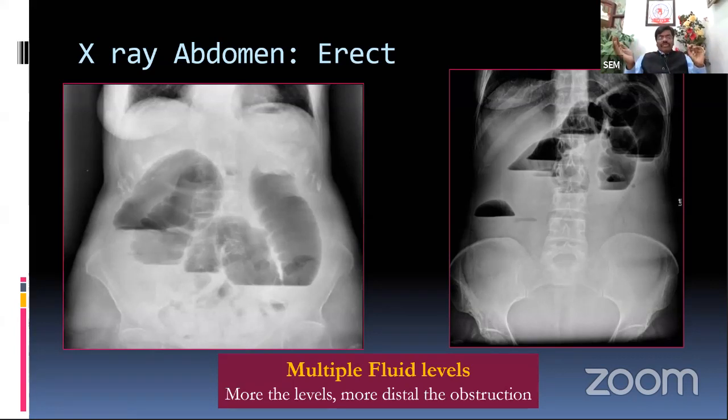3, 4, 5, jejunal obstruction. 6, 7, 8, 9, 10, that is ileal obstruction. In other words, the more the levels, the lower the level of obstruction, or more distal the level of obstruction. So very simple, very important statement I've just made.